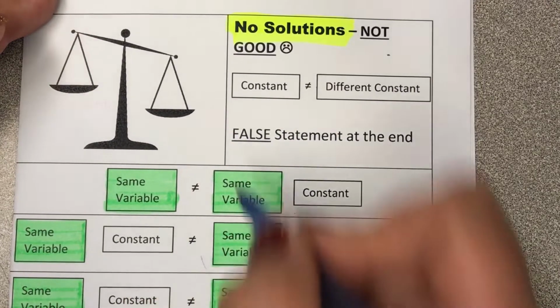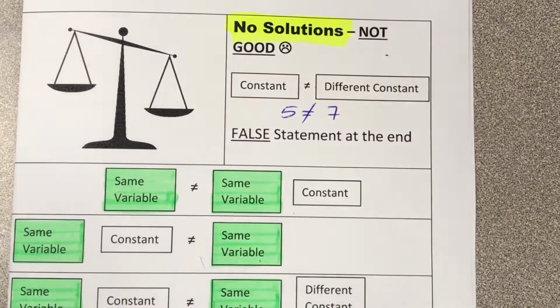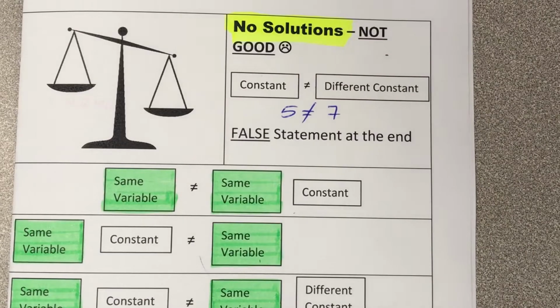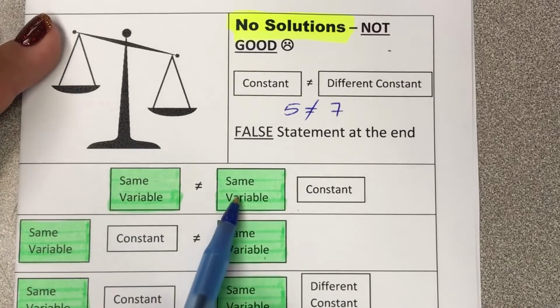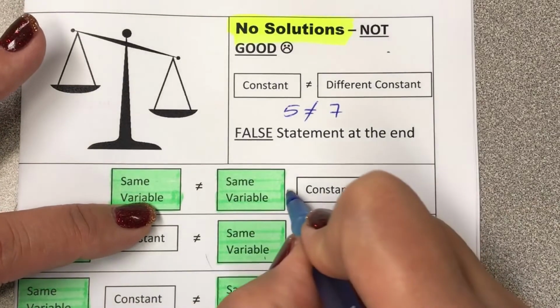And that happens when we have a number equal to a different number. Let's say I say 5, and on the other side I have 7. Well, that's not a balance, so we have a false statement at the end. If we can't balance the equation, it means we can't find a solution.